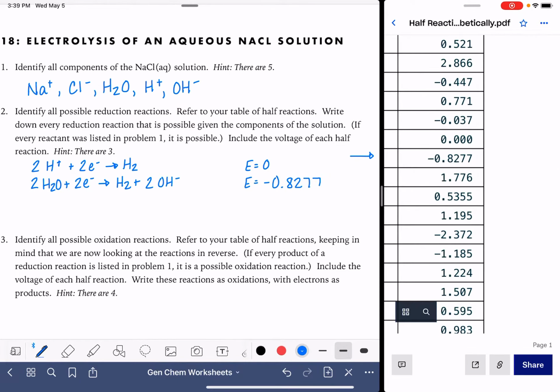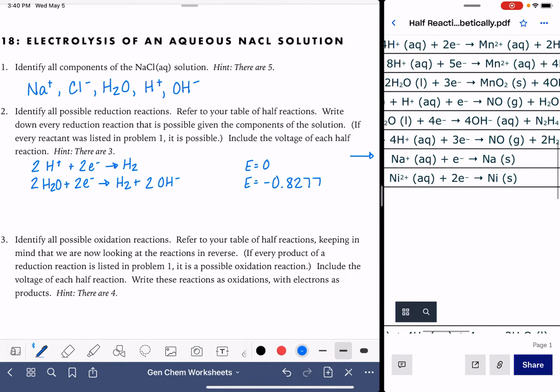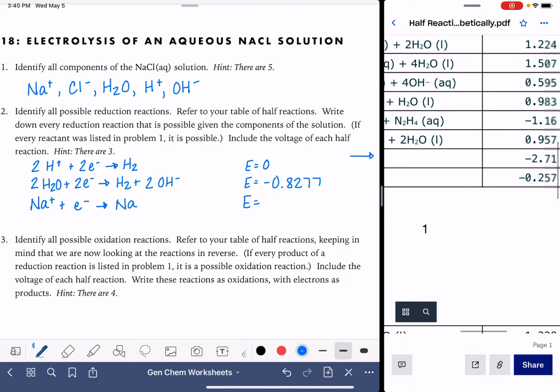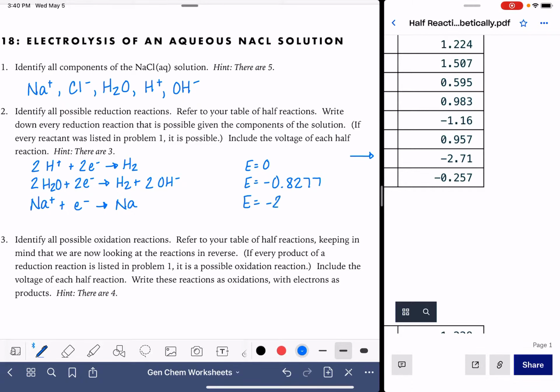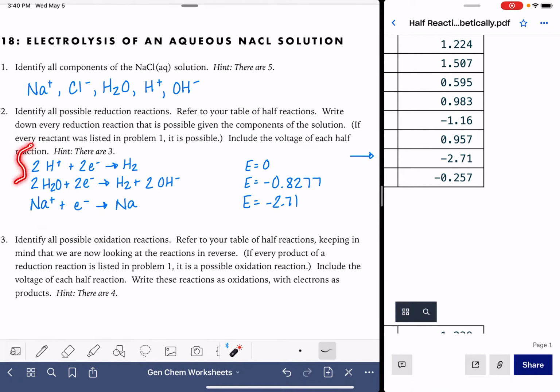Now we've got one more that we need to find. Again, what I'm doing here is just looking through all of these half reactions, looking for one, here's our last one, where all of the reactants in the reaction are things that are on this list right here. So we have Na plus an electron makes Na solid, and we want to get the voltage for this. It is negative 2.71. Now again, what we've done here is come up with a list of all of the possible reductions. Only one of these reactions actually occurs.